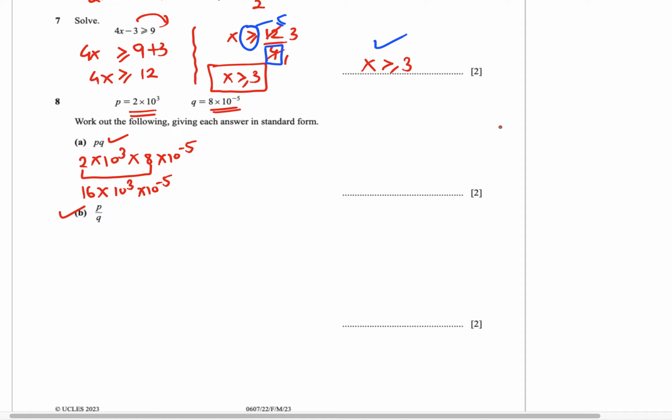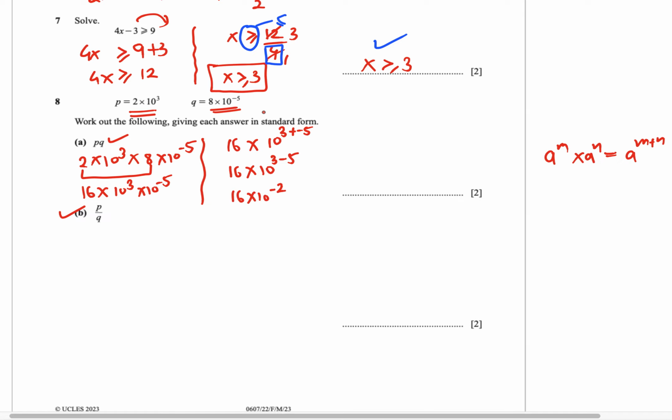But if we have studied indices, we know that if it is a raised to m into a raised to n, it becomes a raised to m plus n. So the same way I can do it here. It will become 16 into 10 raised to 3 plus minus 5. So it will become 16 into 10 raised to 3 minus 5. That is 16 into 10 raised to minus 2.